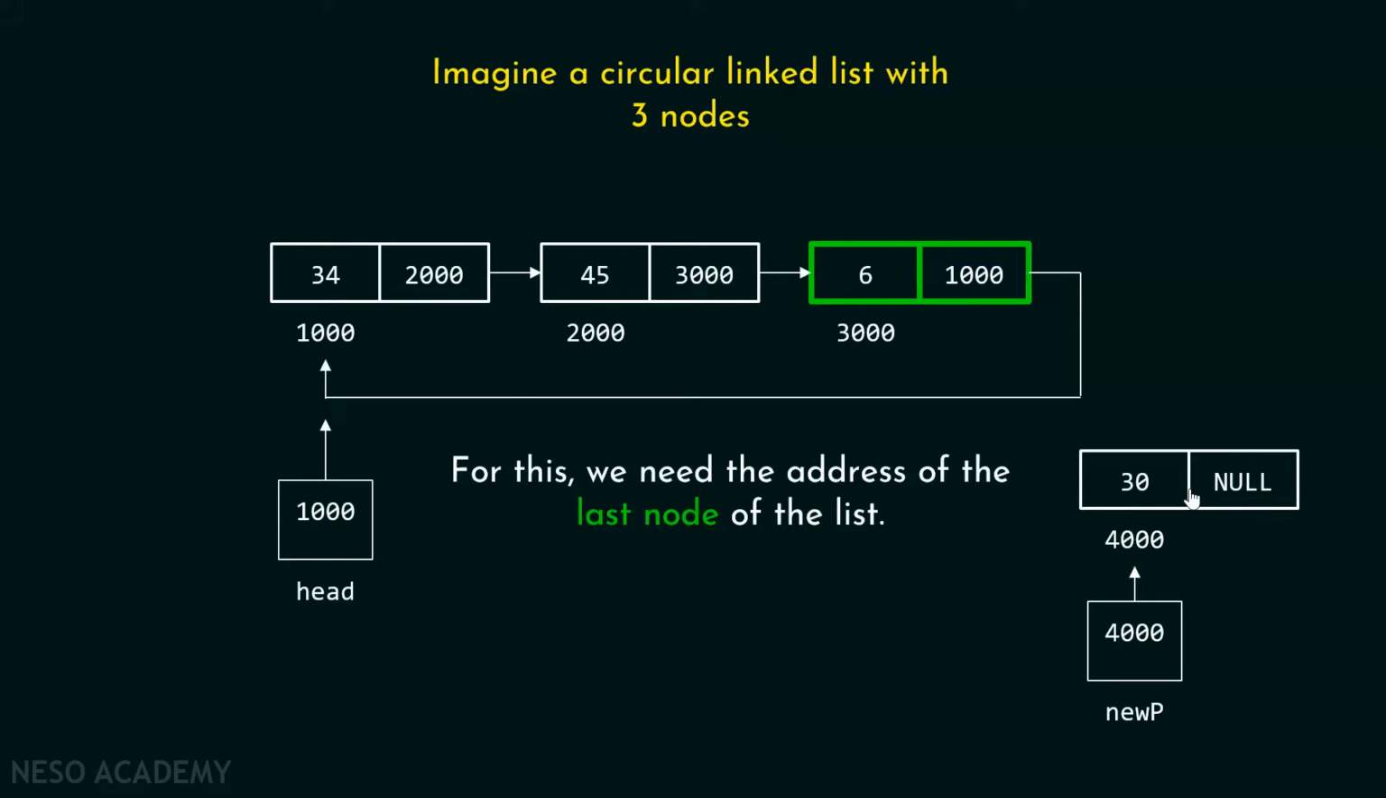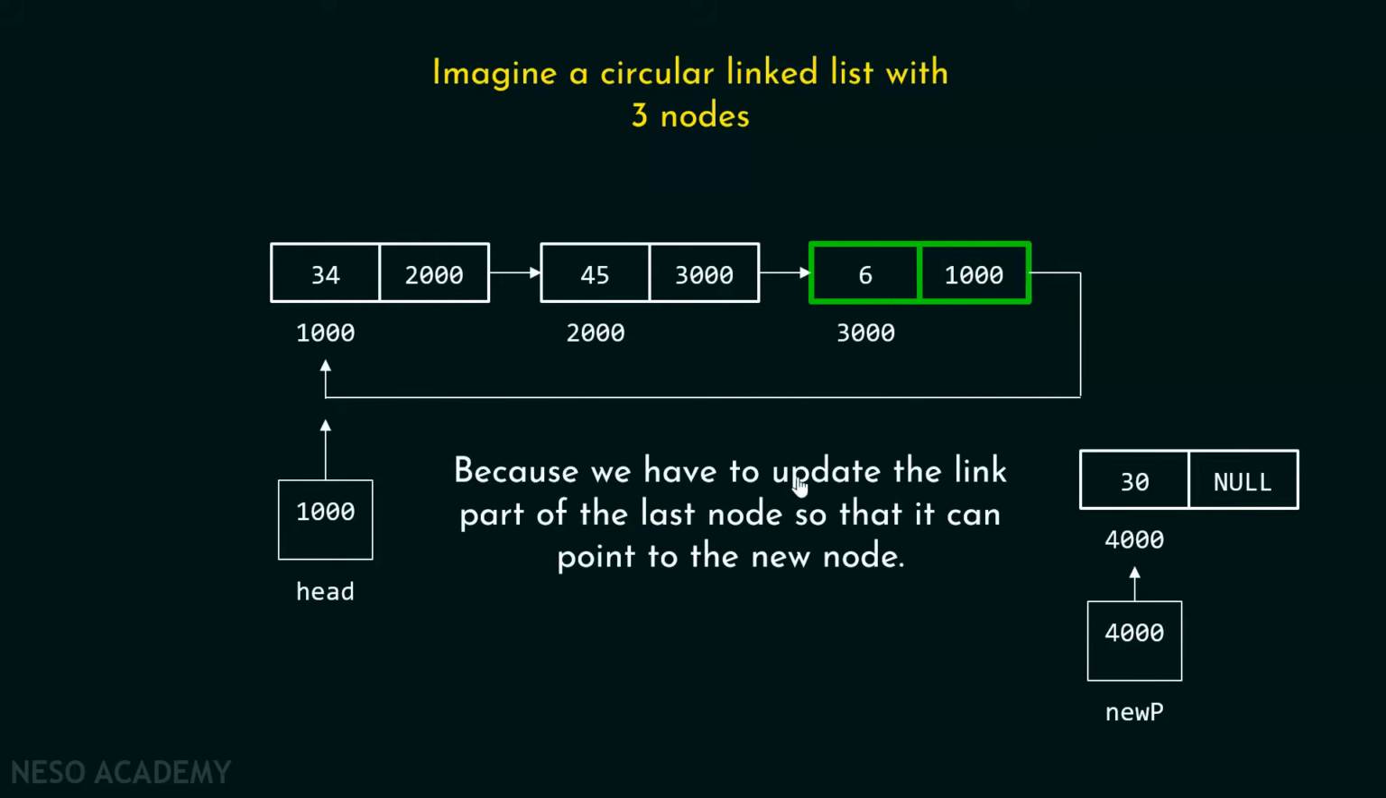Now, if we want to add this node at the beginning of the list, we need the address of the last node. There must be some pointer pointing to this node, right? So that we can update the next part of this node so that it can point to this node. Here we have to update this address so that this node can point to this node after adding this node at the beginning of the list. That is why it is important to keep a pointer over here, right? Because we have to update the link part of the last node so that it can point to the new node. That is why there must be a pointer pointing to this node.